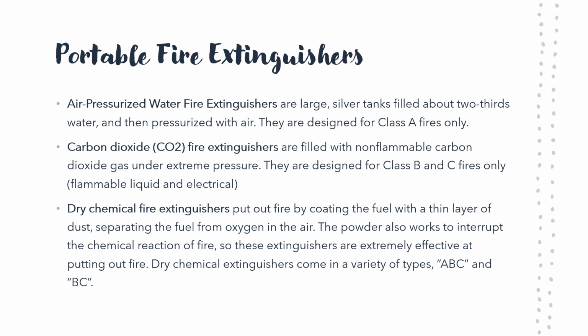And the dry chemical fire extinguisher puts out fire by coating the fuel with a thin layer of dust, separating the fuel from oxygen in the air. The powder also works to interrupt the chemical reaction of fire, so these extinguishers are extremely effective at putting out fire. They come in a variety of types, ABC and BC. ABC is multi-purpose. It can extinguish class A, B, and C fire, while BC can only extinguish class B and C fire.